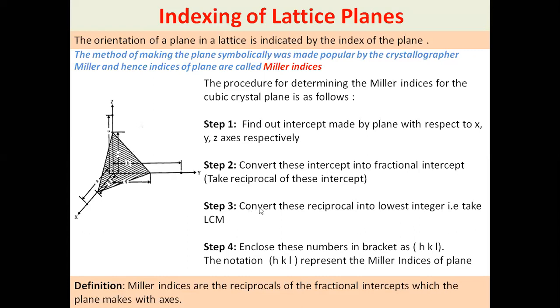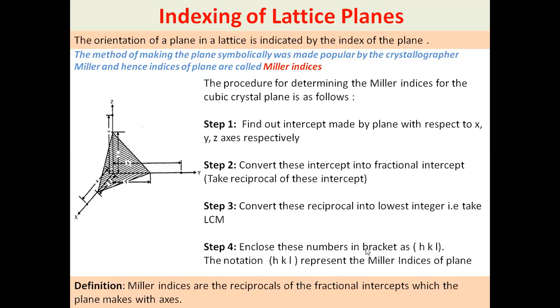Then in this step, convert the reciprocals into the lowest integers, that is, take the LCM. So after getting A by P, B by Q, and C by R, you have to take the LCM of the numbers, suppose 6, 3, 2 at the denominator. So you have to take the LCM, and the LCM of 6, 3, 2 is 6. And then step 4 is what?